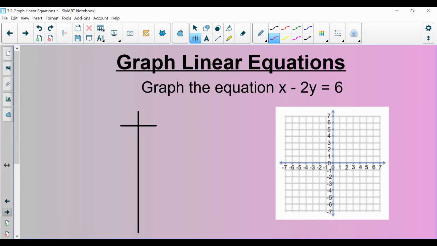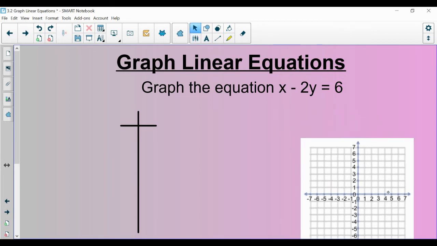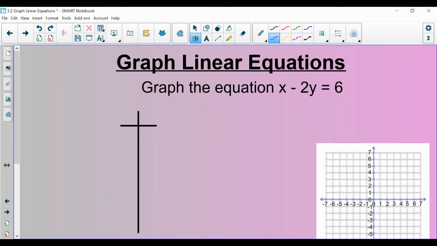This one is a little bit more difficult because solving for y is more difficult. So let's take a minute to try to solve this equation for y. Y is not by itself. Of course, it has this positive x by it. In order to move a positive x, we're going to subtract x, giving us negative 2y is equal to 6 minus x.